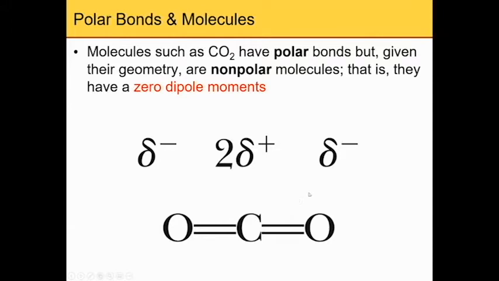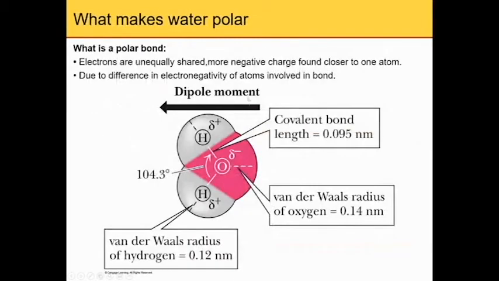A molecule like carbon dioxide has polar bonds, but given its geometry, it is a nonpolar molecule. It has a zero dipole moment, all right? Because of the geometric distribution, it has zero dipole moment. Although the carbon is more positive and oxygen more negative, because of this structure they show zero dipole moment. And here we have a dipole moment because we have oxygen negative here, positive here. All right, that's water.